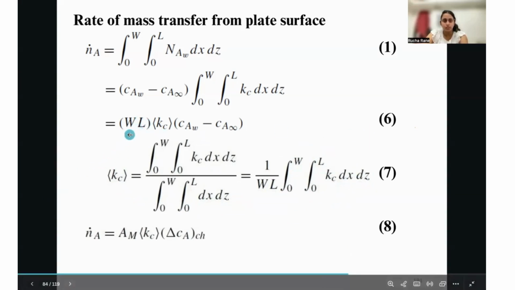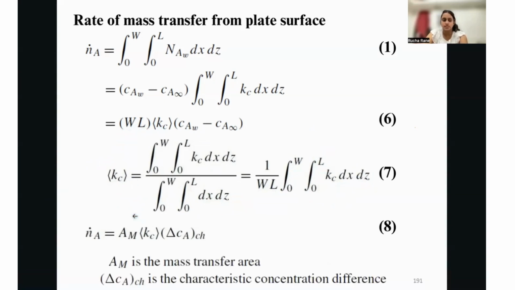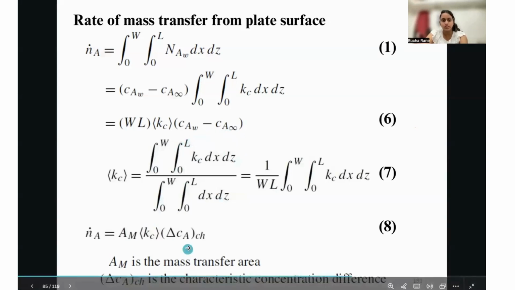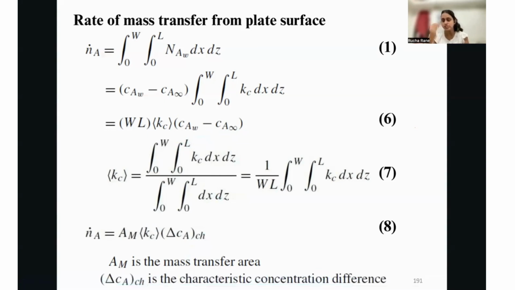So WL is replaced by the term AM, which we call the mass transfer area. Kc is the average mass transfer coefficient, and CaW minus Ca infinity is written as delta Ca characteristic. This delta CaCH is the characteristic concentration difference. The word characteristic came here because we are generalizing the equation. The setup we considered to quantify was a flow over a flat plate.